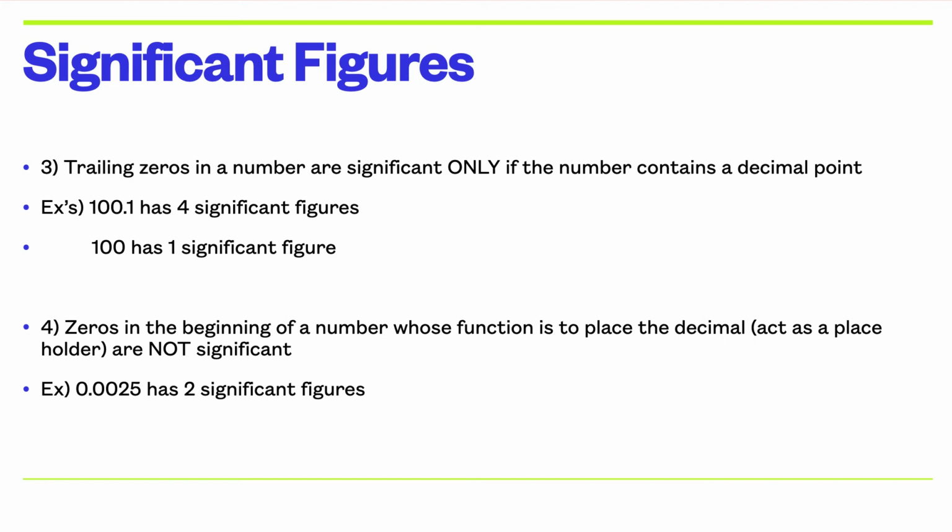Number 4: zeros in the beginning of a number whose function is to place the decimal act as placeholders and are not significant. So 0.0025 only has 2 significant figures. That 0.00 only acts as placeholders. To check how many significant figures you have, you can put the number in scientific notation. So 1, 2, 3, we have 2.5 times 10 to the negative third, and we see we only have 2 significant figures, as we do here.